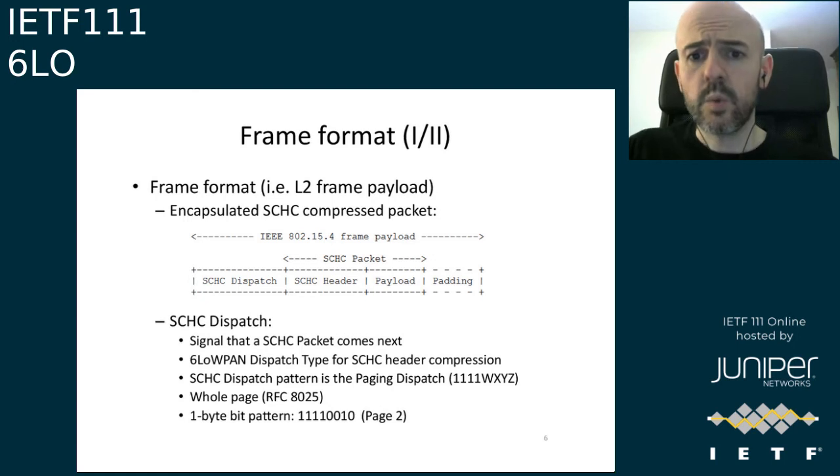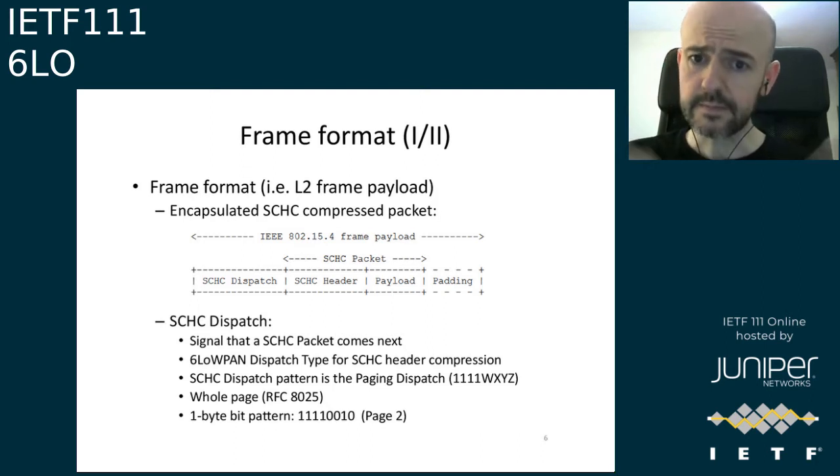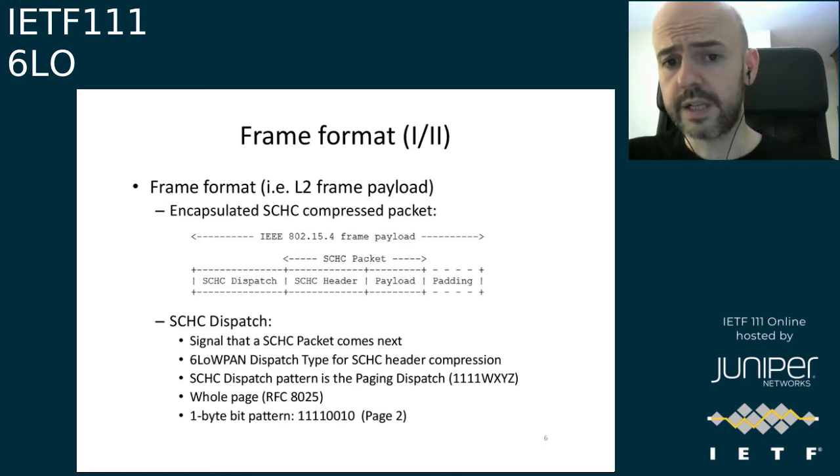So here we show the frame format, which corresponds to an encapsulated SHIC compressed packet. This would be carried as layer 2, meaning 15.4 frame payload. And there are a number of fields. The first one, that is the leftmost one, is the SHIC dispatch. This is a field which is intended to signal that what comes next is a SHIC packet, which is a packet with a header that has been compressed by using SHIC.